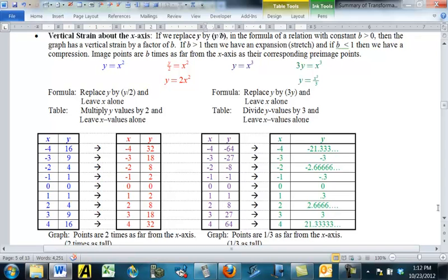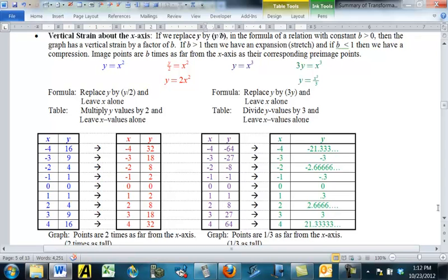It's just everything stays left alone. Boring. Okay? So here we have y equals x squared again. We look at y over 2 equals x squared, or 2 times x squared. And that is, we replace y by y divided by 2. So again, we're going to leave x alone this time, but we're going to multiply the y values by 2.